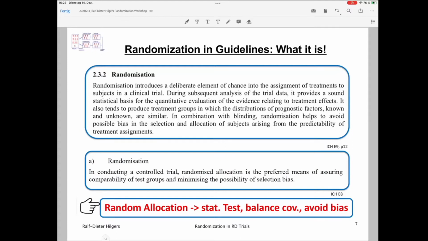So this is also expressed in the ICH E8 guideline, where we have a different statement on minimizing possible bias. What is randomization not? What can it not do?